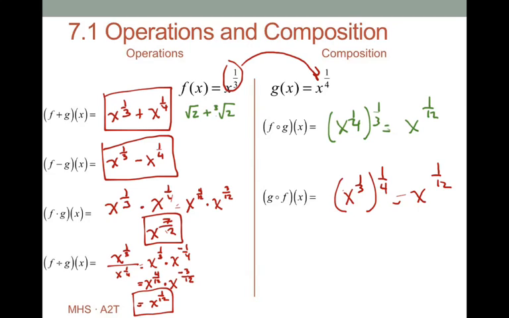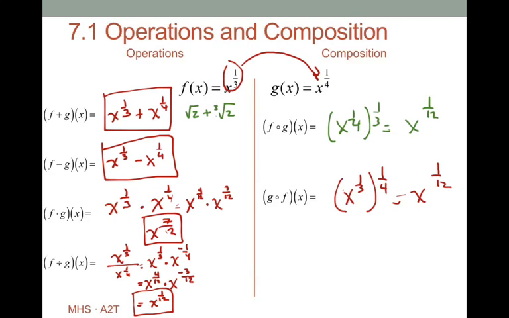Remember, when you have an exponent in the denominator, you can move it to the numerator and make that exponent negative. So that's what it did, x to the 1/3 times x to the negative 1/4. Again, I need those to be common denominators so I can add those fractions, and I end up with x to the 1/12. Okay, then we go to composition over here on the right.